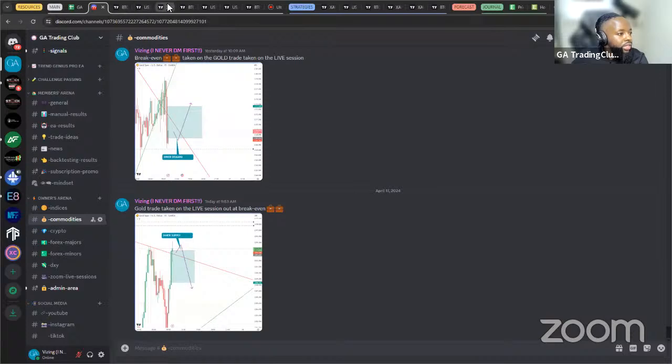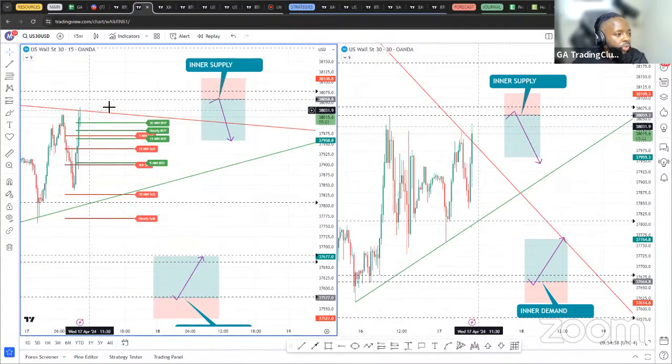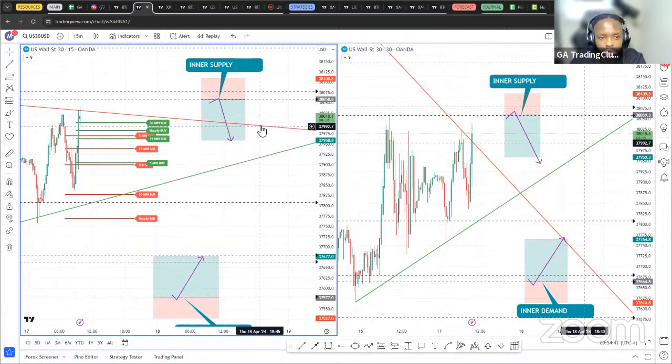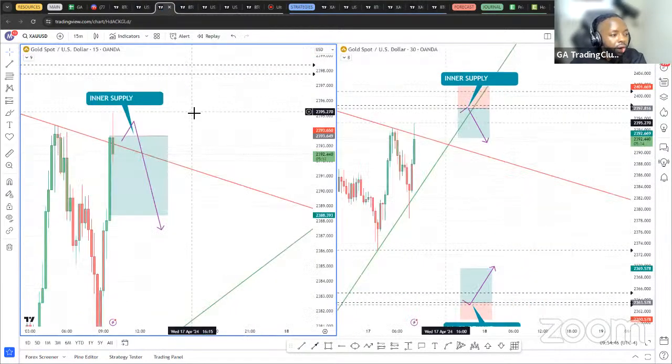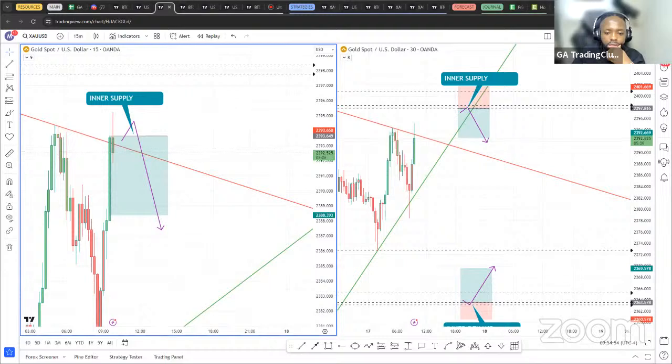So let's see. Let's go back. Okay, so let me go back to what I was showing for the other strategy as we wait for that US 30 trade. So we'll get this 15-minute supply lines up with the hourly supply, which is perfect. So the two most probable time frames are lined up. So what I'll do, let me share the other one.